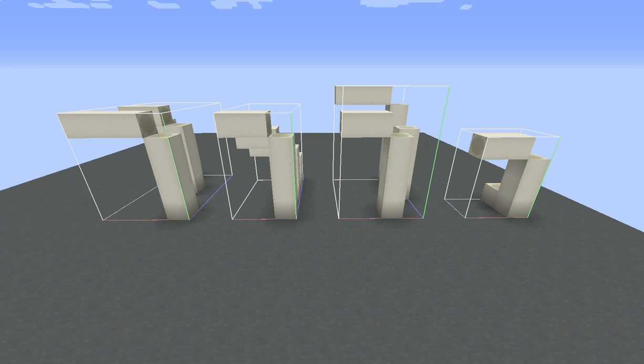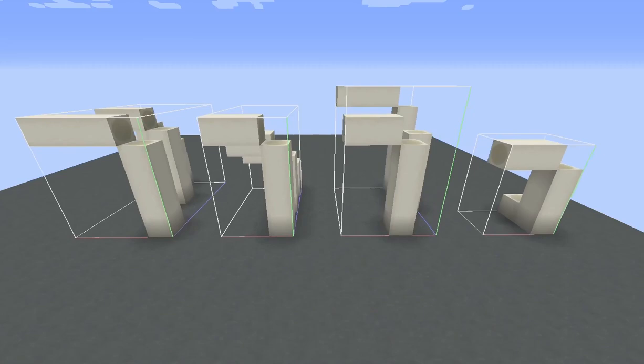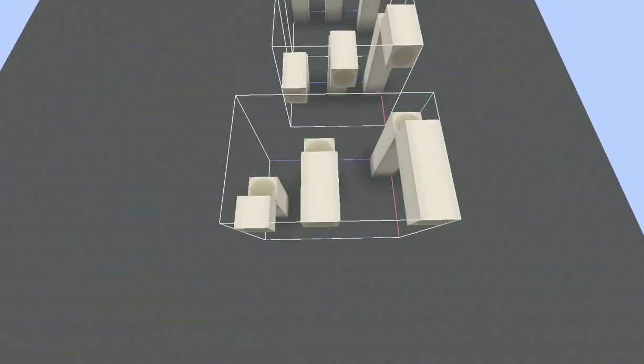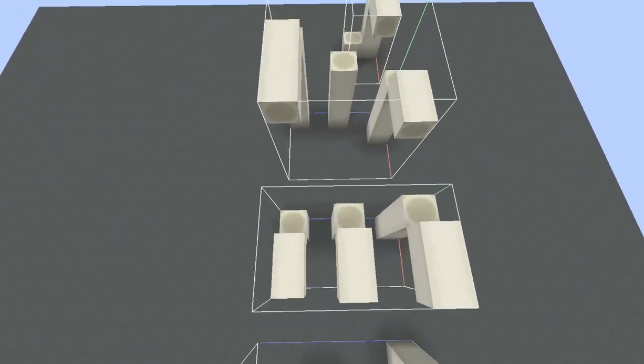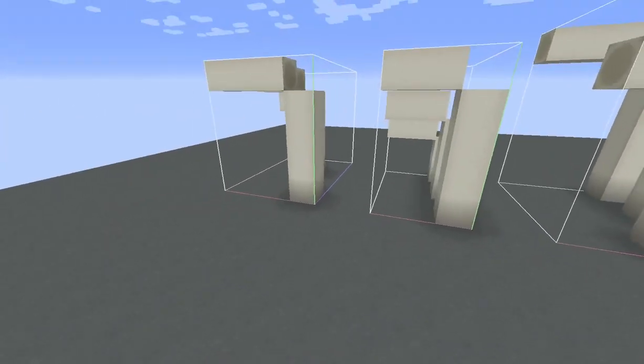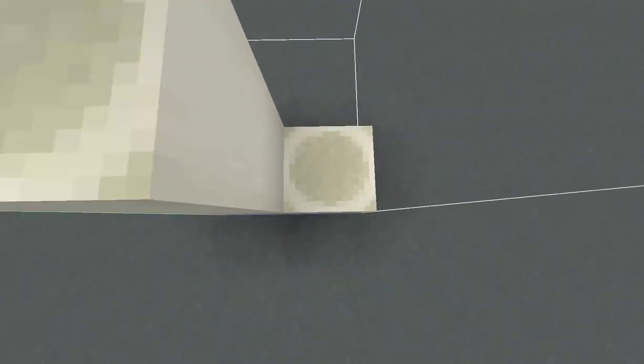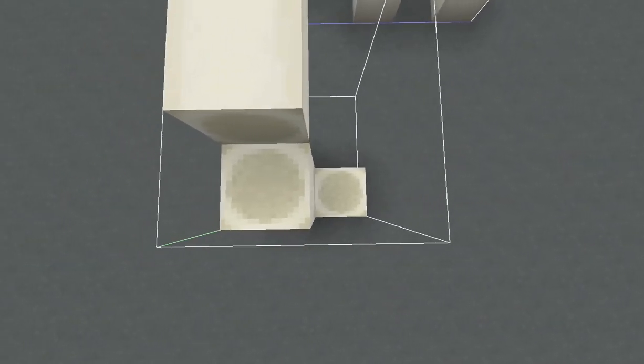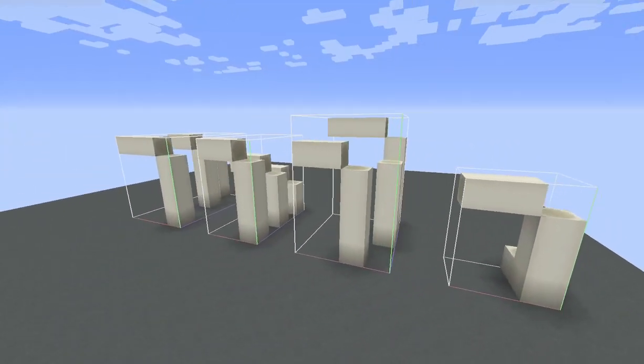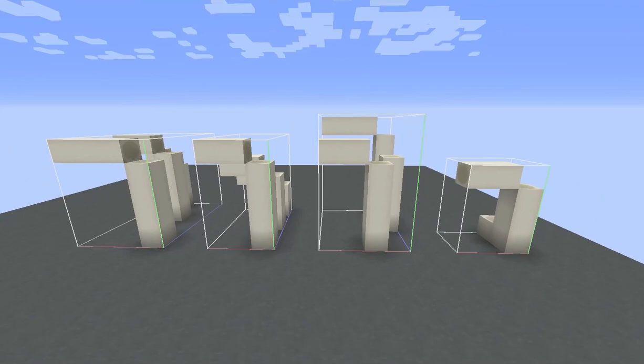The third category of fossils is the multiple ribs category. You can tell if a fossil is in this category if it is more than 1 block wide and it only has ribs on one side of it. So this one is a bit hard to tell it's in this category, except you can see there's a little bit sticking off here.